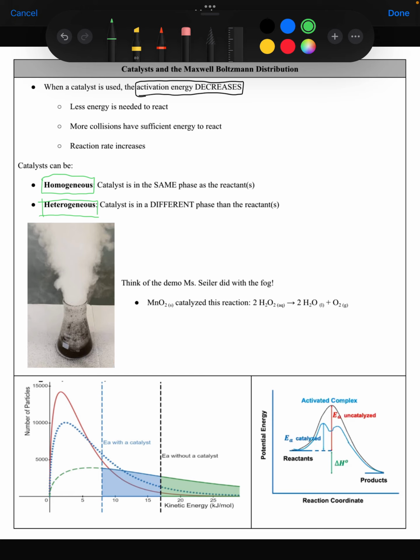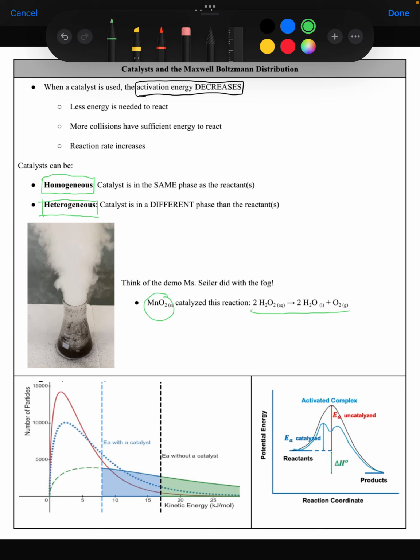So to just get an idea of what I mean by that, recall the demo that I did with the decomposition of hydrogen peroxide, which is this equation right here. We saw that hydrogen peroxide was just sitting in that Erlenmeyer flask, not really doing much. And then I added that solid powder.